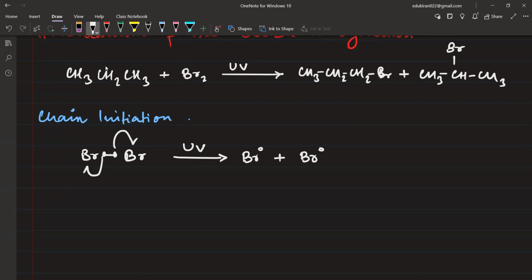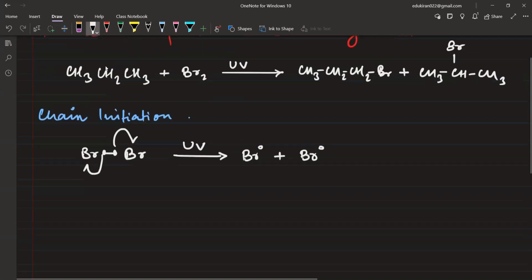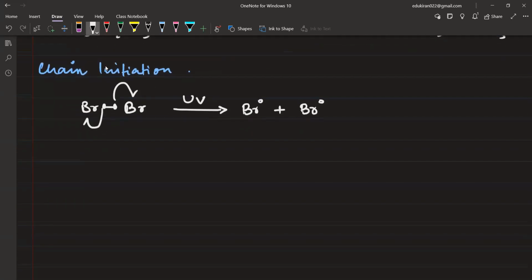Now, you can identify the chain initiation step like this: on the reactant side, there is no radical, and on the product side, you have radicals. So wherever you see a reaction in which the reactant side does not have any radical but the product side has a radical, that is the chain initiation step. Now, after this, you will have the chain propagation step. Right, the next one, chain propagation.